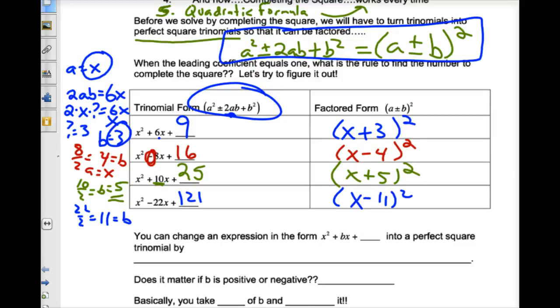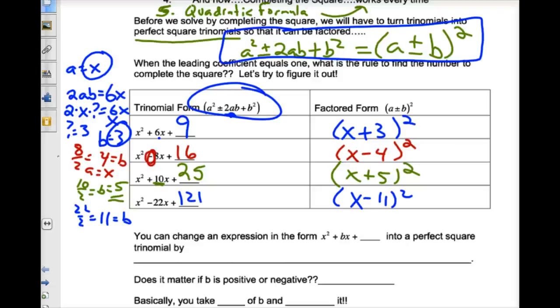Now, somebody say something intelligent about perfect square trinomials. They're perfect squares. Which parts are perfect squares? First and last. The first and the last are always perfect squares. If they're not, you don't have a perfect square trinomial, and forget about it.